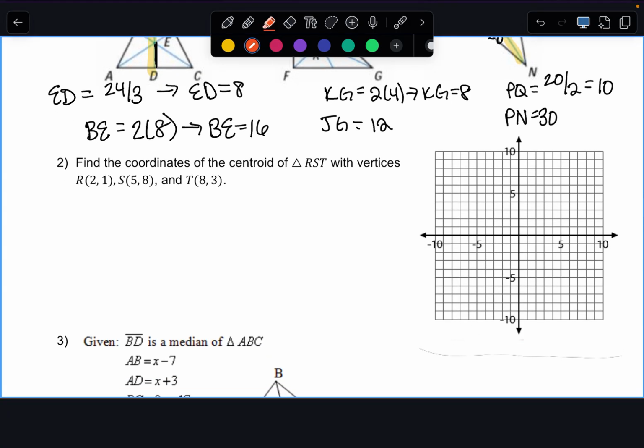This one we're now dealing with centroids on the coordinate plane. So this time we're given a triangle with these vertices. So let's graph them. Let's graph 2, 1 right here. That's R. 5, 8 is up here. That's S. And then T is 8, 3 right here. So here's the triangle that this problem's talking about. And it says, find the coordinates of the centroid.